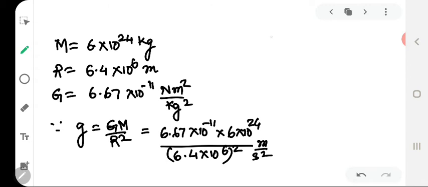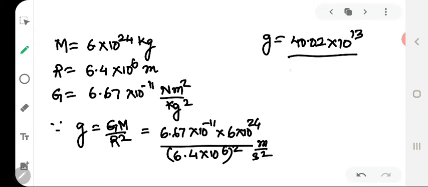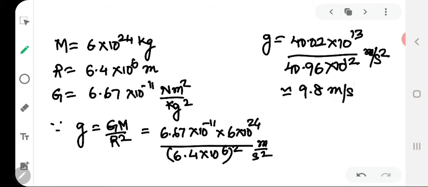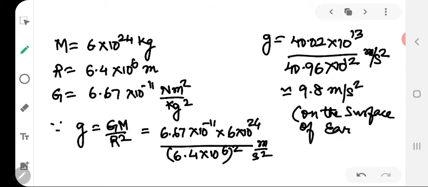So on calculation, we get g to be equal to 6.67 into 6 gives 40.02, and the power of 10 comes out to be 10 to the power 13. In the denominator, we get 6.4 whole square, that turns out to be 40.96, and the power of 10 becomes 10 to the power 12. So eventually the value comes out to be equal to 9.8 meter per second square on the surface of Earth.